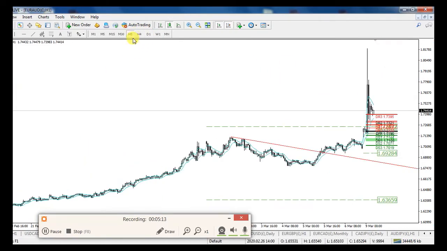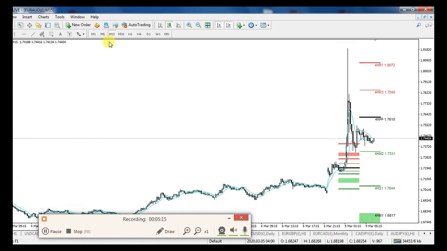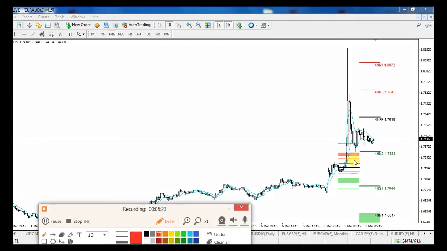So if we drill down to a shorter time frame, again, if you're a short-term trader trading on smaller time frames, there could be an opportunity. I would personally look to buy down here where this 15-minute low is, and place the stop around the low down here.